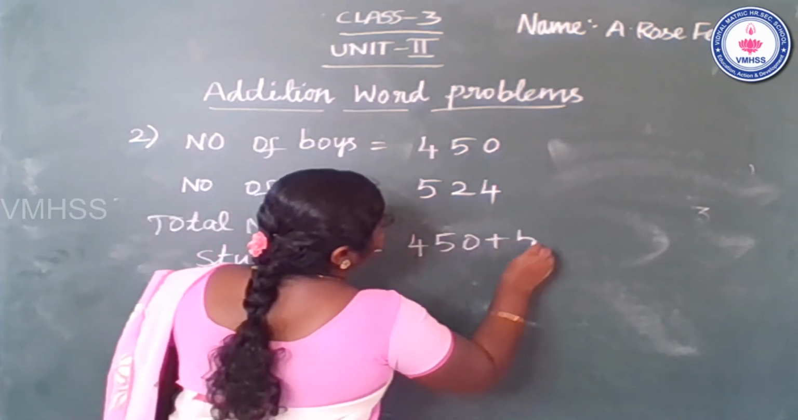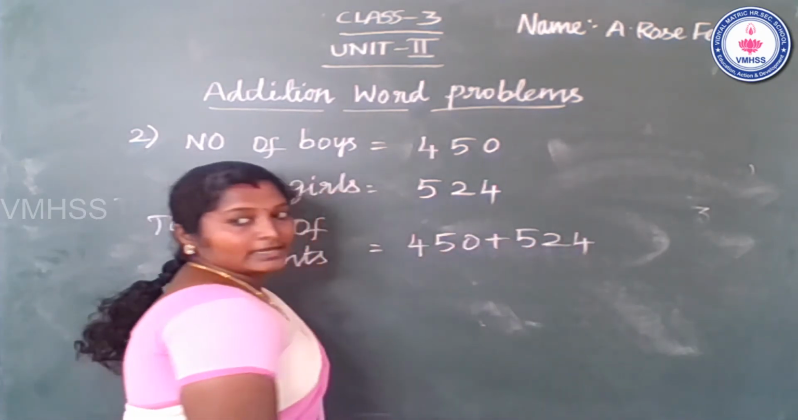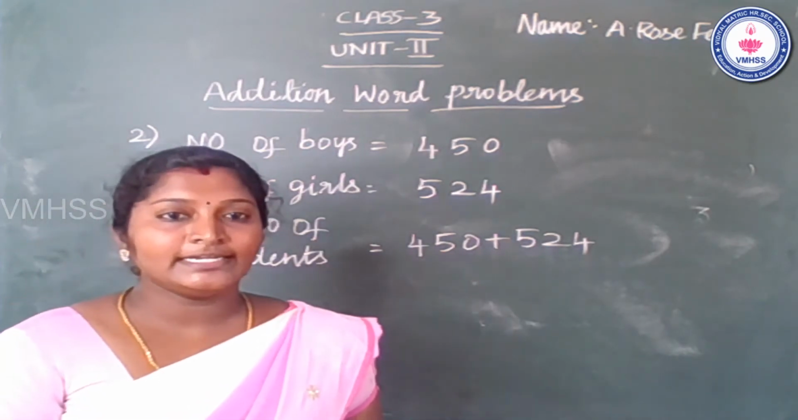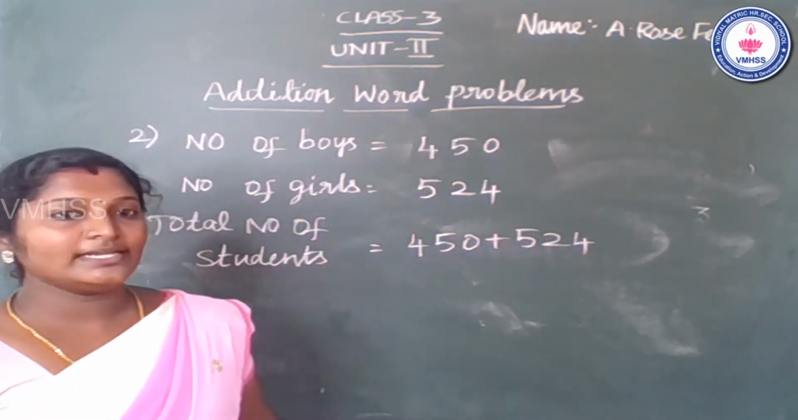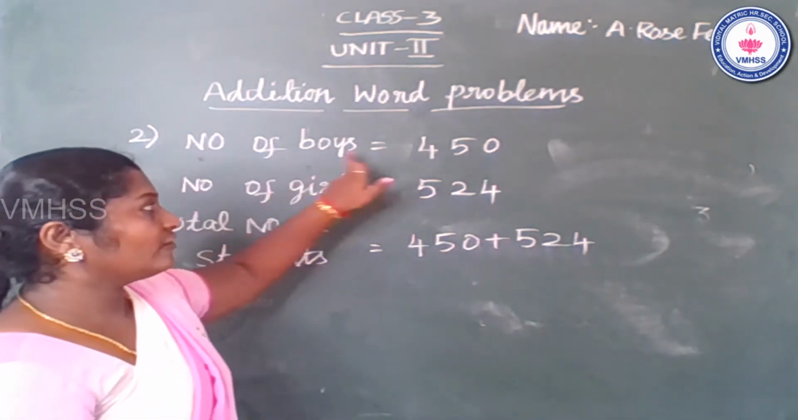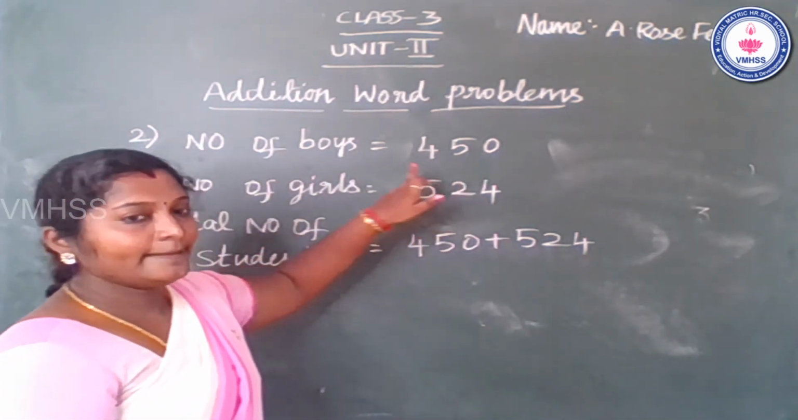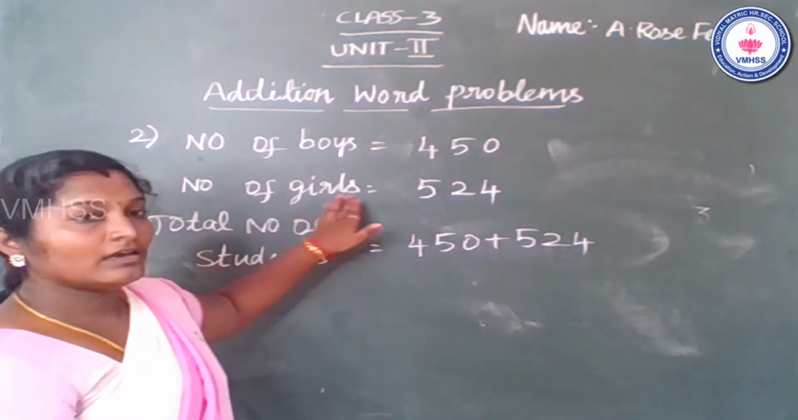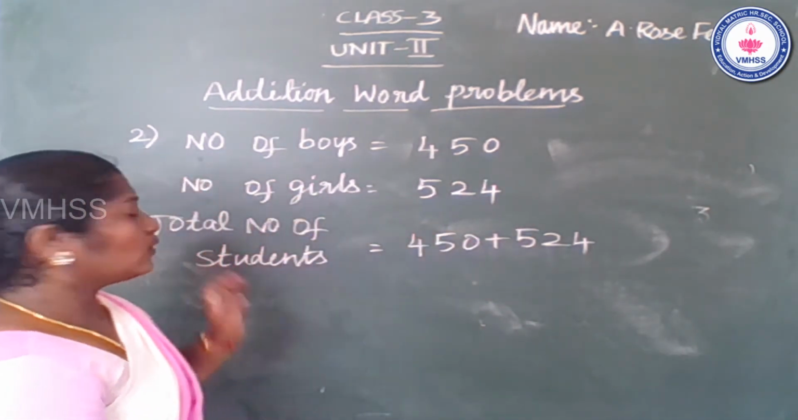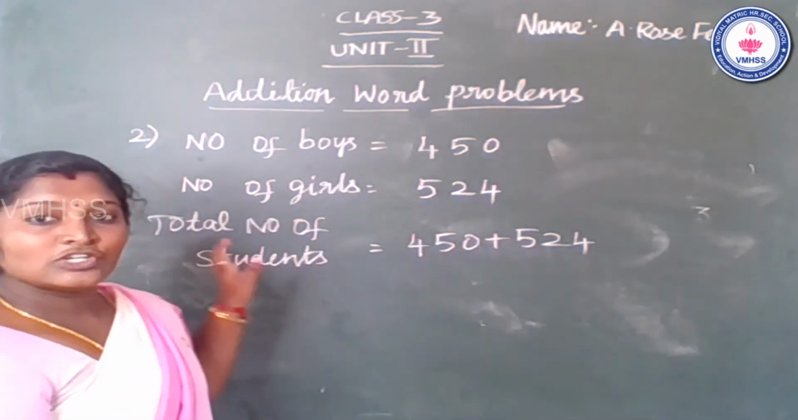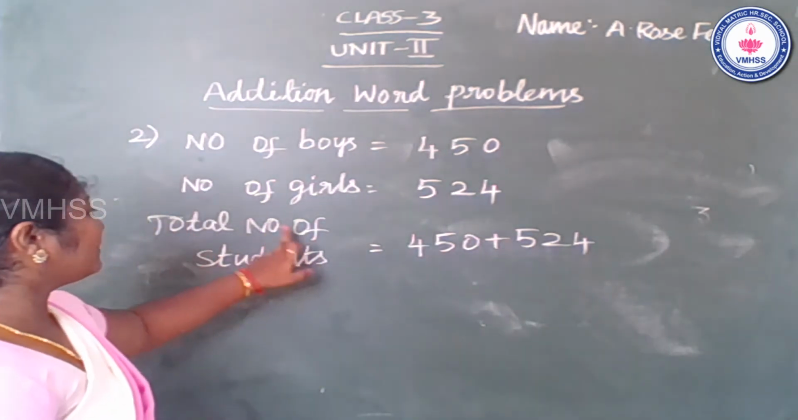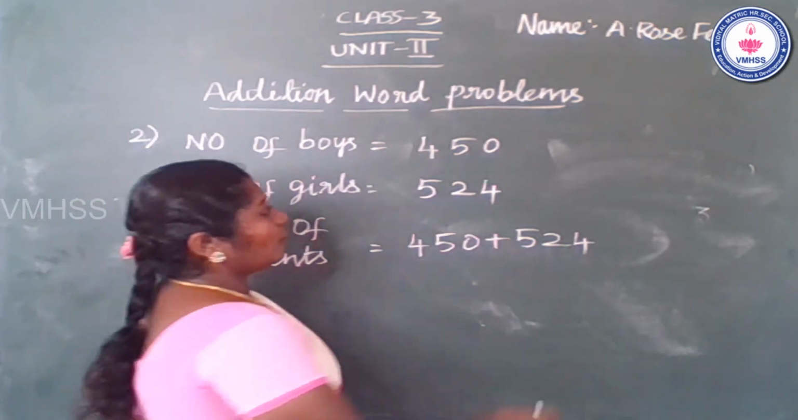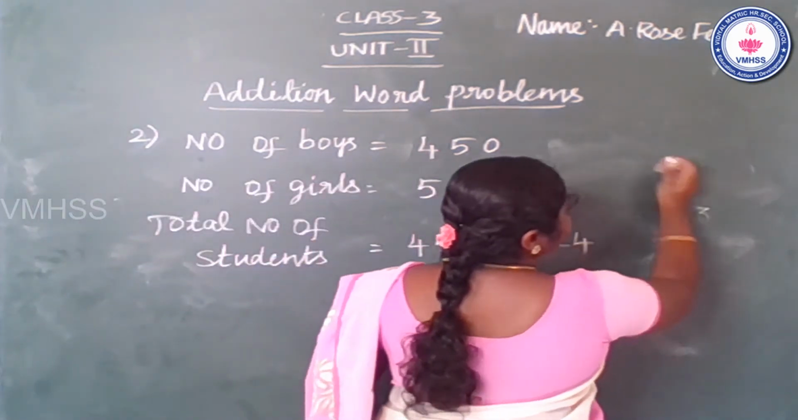450 plus 524. Am I right? 450 plus 524. Okay, students? So, number of boys 450. Okay? So, number of girls 524. So, what is the question? So, total number of students in this school.